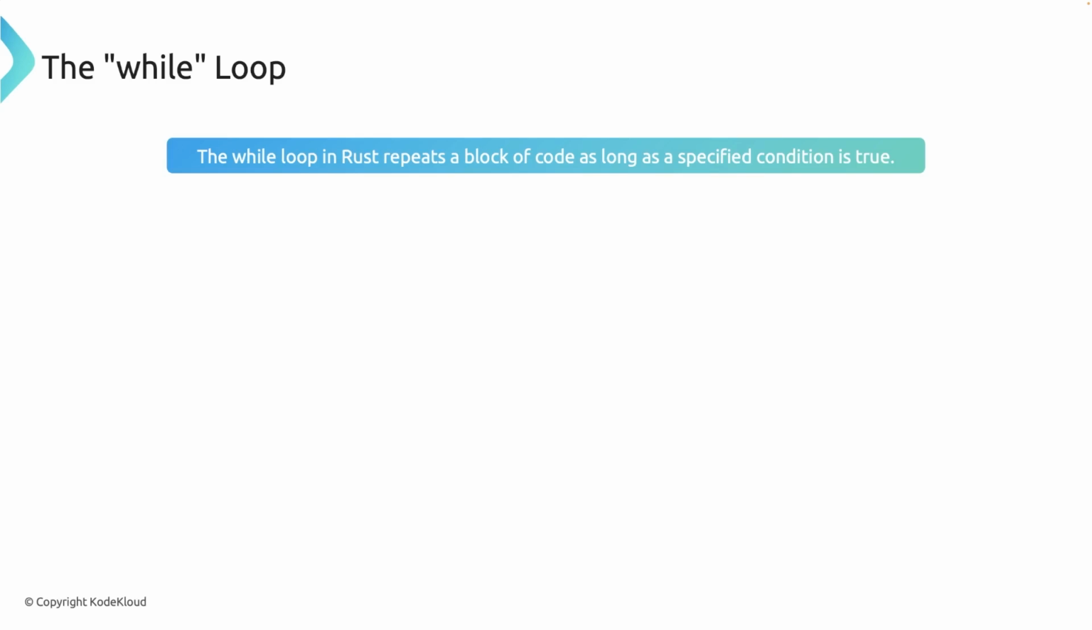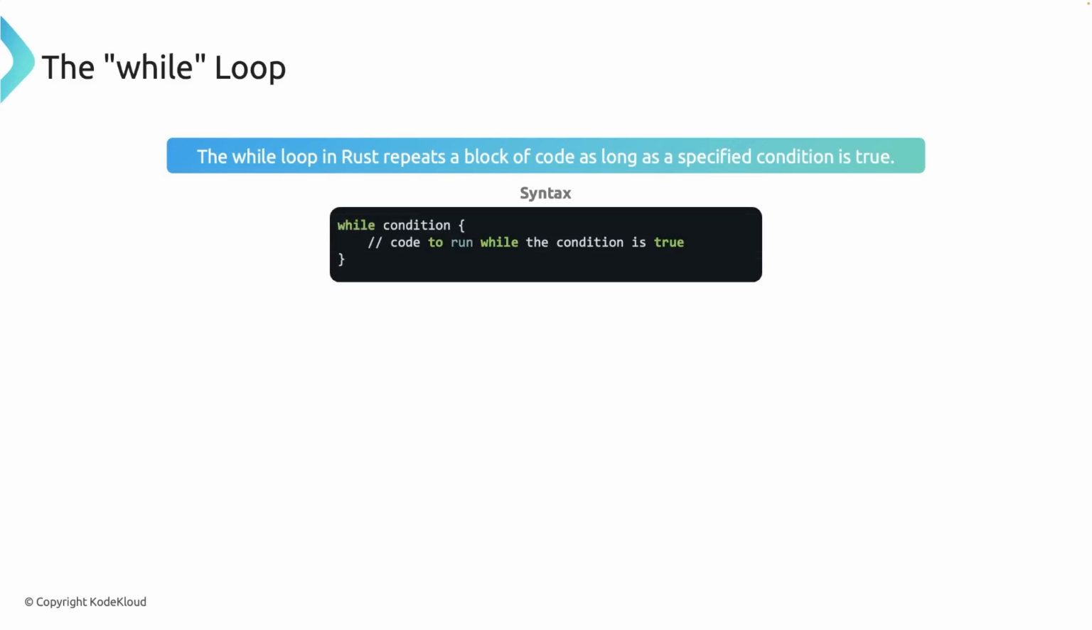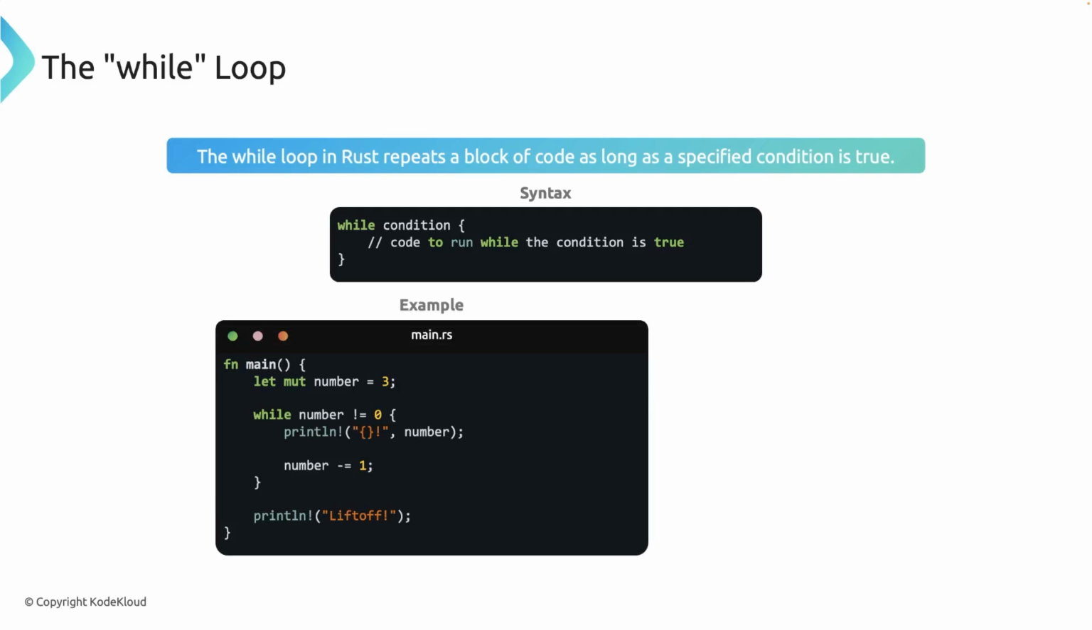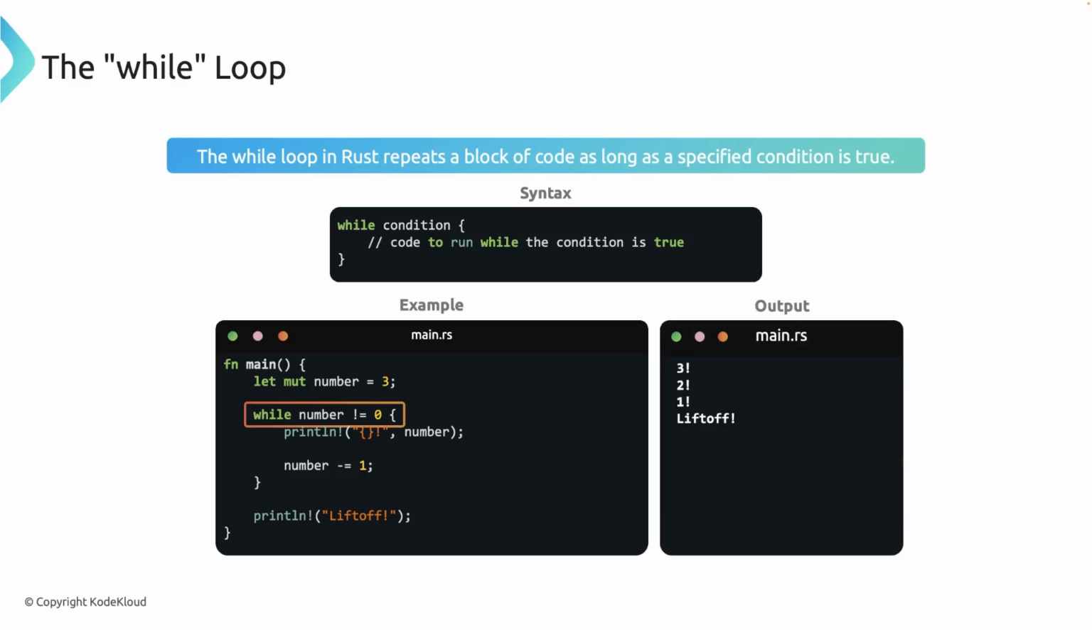The while loop in Rust repeats a block of code as long as a specified condition is true. This is how the syntax looks like. You have the while keyword followed by the condition. Let's look at this example. Over here, the while loop continues to run as long as the number is not 0. And the loop prints the current value of the number and decrements it by 1. So when the number reaches 0, the loop terminates and the program prints liftoff.